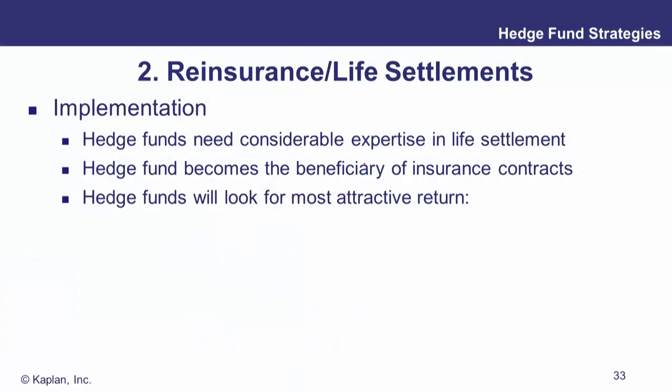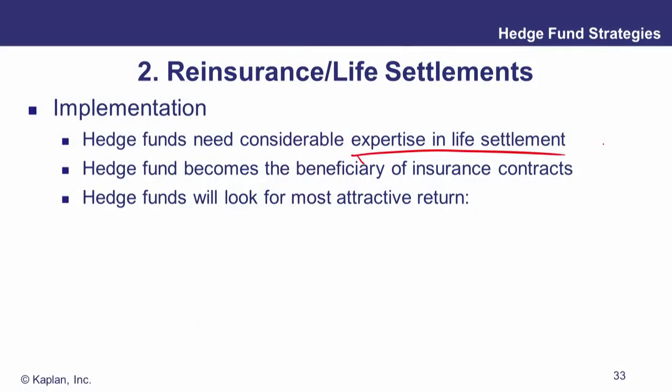Okay, in order to correctly predict the death of the people, or to correctly predict the catastrophe occurring, you need lots of expertise in these types of contracts. They will become the beneficiary. So if in the exam you have to consider who's going to benefit and who's going to gain, the hedge fund is buying the insurance policy. So when the bad thing happens, they're going to benefit from that.